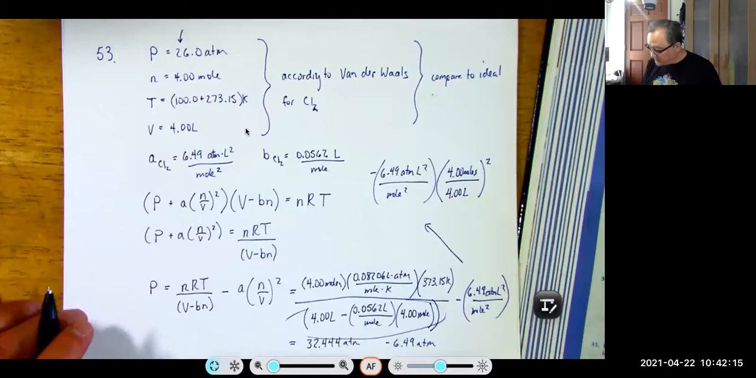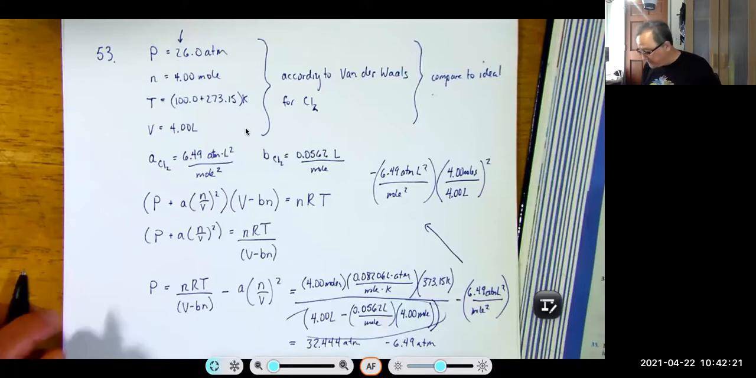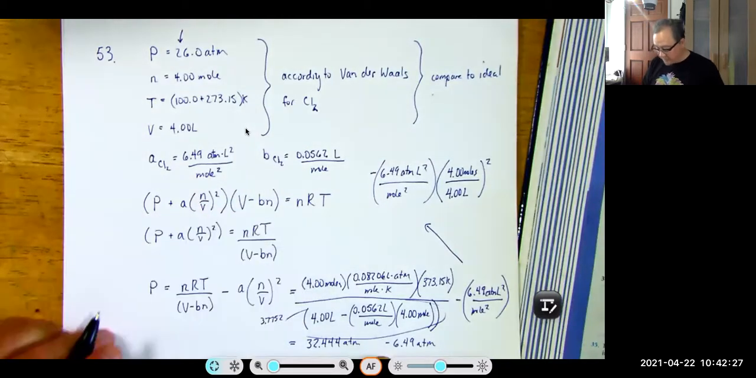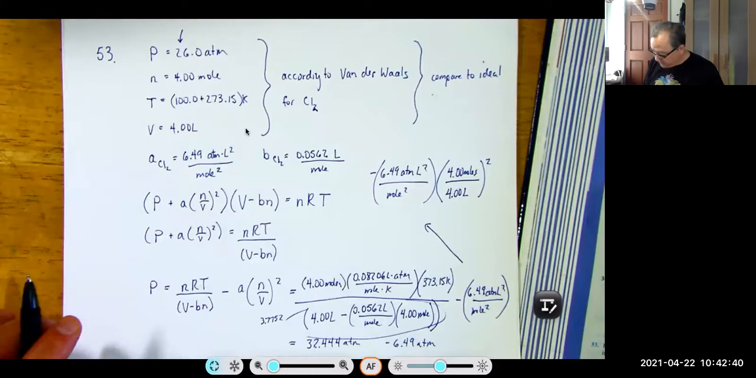times 4, and then subtract it from 4. So this on the bottom is 3.7752. So now I'm going to do 4 times 0.08206 times 373.15 and divided by that 3.7752. And I get 32.444.